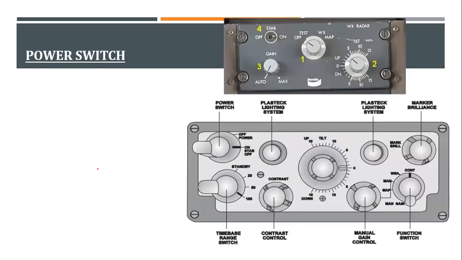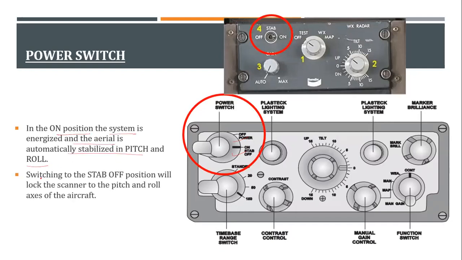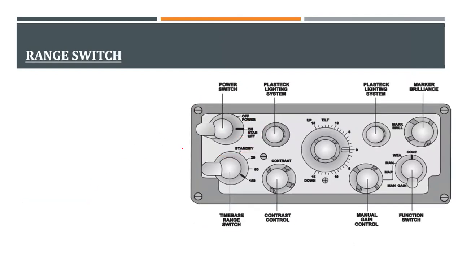All right, chalo. First one is the power switch. Power switch का मतलब meaning is you need to switch it on or off. There are two basic tabs, on or off. ठीक है? On and off. Switching off will lock the scanner to the pitch and roll axis of the aircraft. Suppose you are in the aircraft and you switch it off, so it will lock in the last position. That's what it's saying. It's a basic thing, right? Power on and off. We have the range switch next.